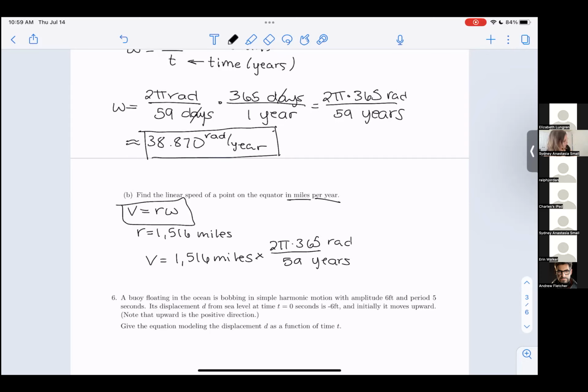When we do that math, we'll just get something in miles per year, which is exactly what we want. And when we plug that into our calculator, we get that it is about 58,927.758 miles per year.